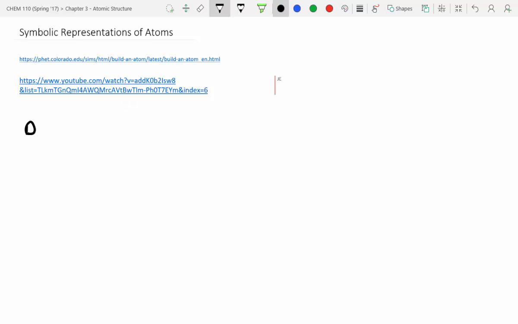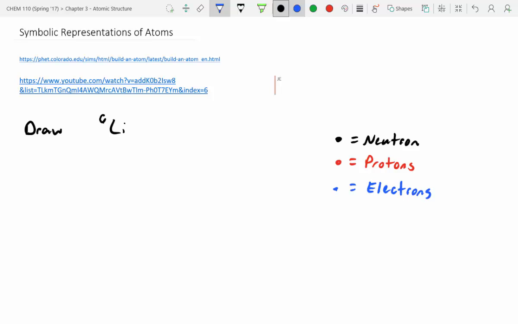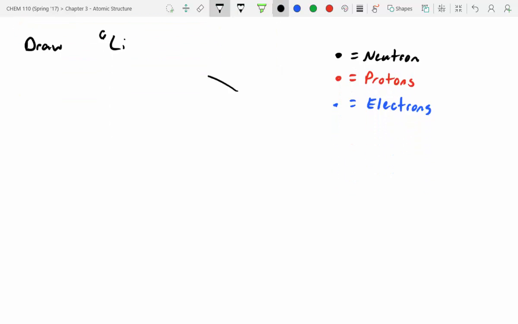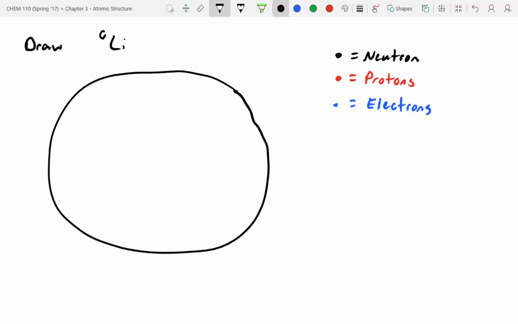So the first one we're going to do is we're going to draw lithium-6. Let me clean up this 6. And I'm going to do black for neutrons. I'm going to do red for protons. And I'm going to do blue for electrons. Now let's imagine we've got this atom. It's just a sphere of space right here. Let's try to fill up this atom with all of our subatomic particles, including electrons in here.